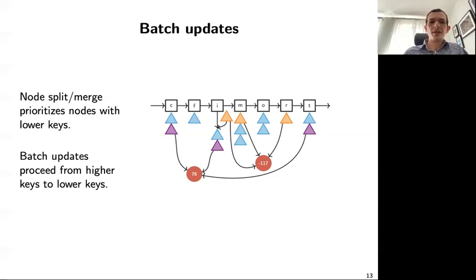Let's assume that a batch update proceeds in the opposite order, so from lower keys to higher keys. Then it is possible that a batch update adds a revision to some node I, and then proceeds to node M that directly follows I, as in the slide, and decides to perform a node merge operation on node M. Consequently, an additional revision would have to be created on node I, which is suboptimal.